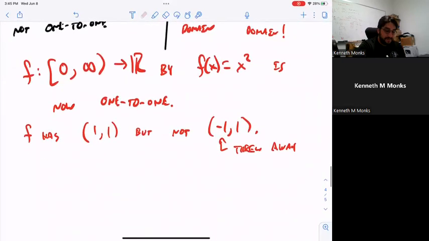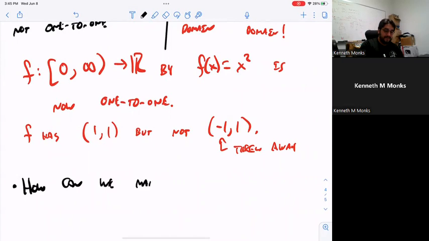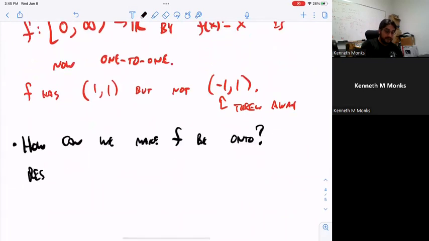Now, a very similar follow-up question. How can we make f be onto, or surjective? Well, there you want to restrict the codomain.